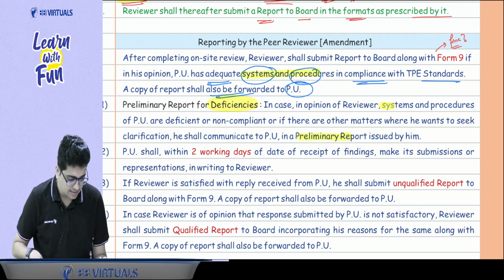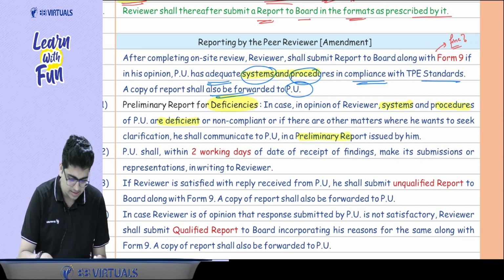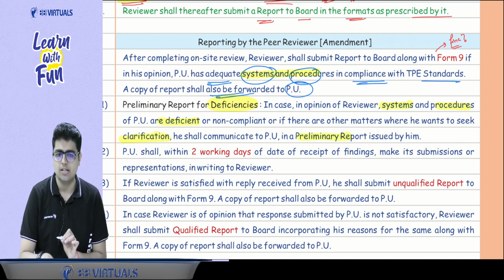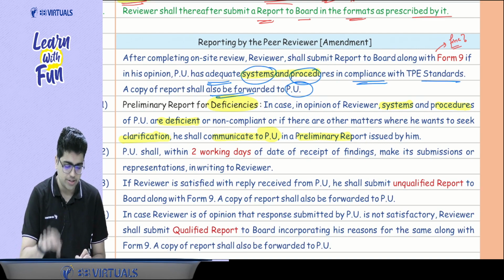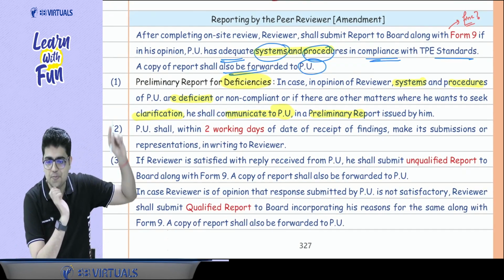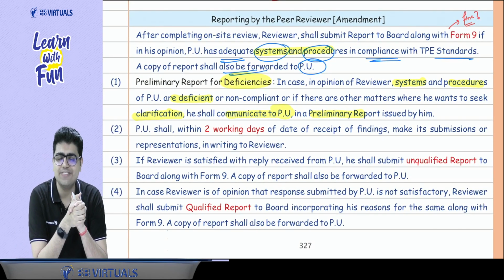In case he finds that the systems and procedures are deficient or non-compliant with the technical professional ethical standards and he needs some clarification, then he needs to communicate to the practicing unit in a preliminary report. Now again, how much time do you think the practicing unit will get to respond?